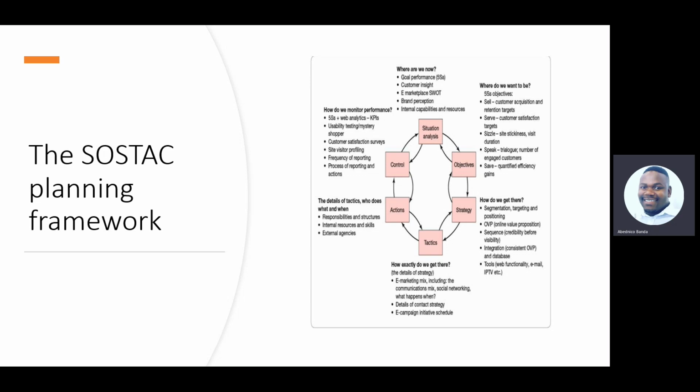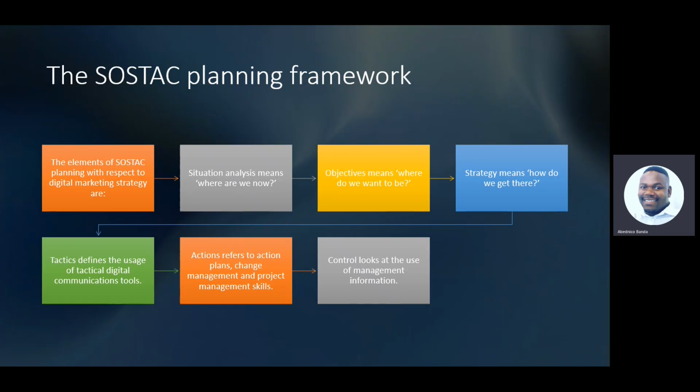to plan a strategy. So SOSTAC, S stands for situation analysis, O stands for objectives, S stands for strategy, T stands for tactics, A stands for action, and C stands for control. This is not linear. This is a cycle. It needs to happen over and over again.